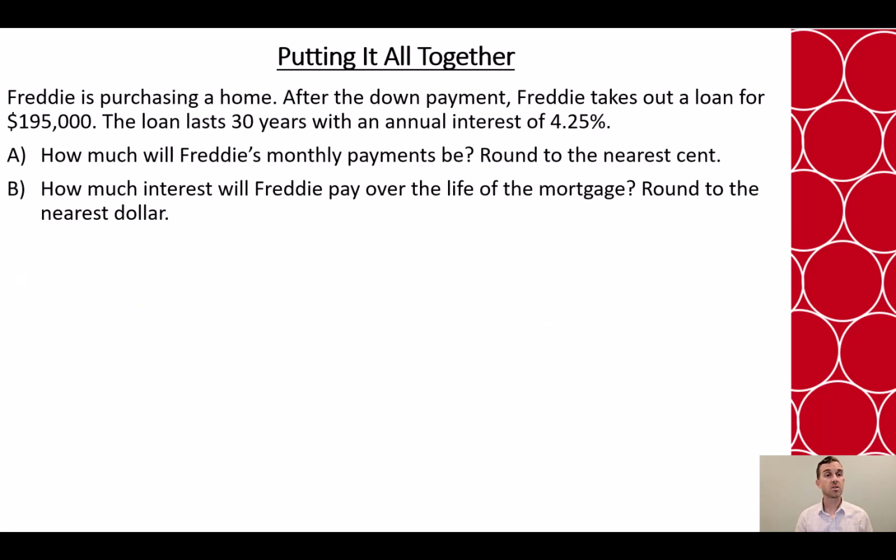Now let's put this all together with the idea of a mortgage on purchasing a home. So we got Freddie, who makes a down payment and then has $195,000 left on the loan. The loan lasts for 30 years with an annual interest rate of 4.25%. First thing we want to know, how much will Freddie's monthly payments be? That's the question. Those monthly payments, that's our P value. That means we're going to be using that payment calculator.